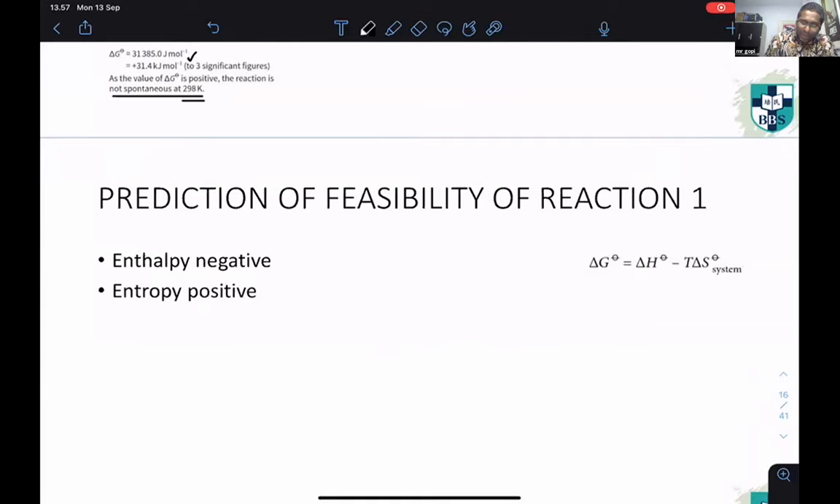Because Gibbs free energy is enthalpy change minus the temperature times the change in entropy, right? We know that there are a few factors that will influence your Gibbs free energy. First is your enthalpy change, and second is your entropy. And another factor that will influence this is your temperature. There are three factors, the variables over here.